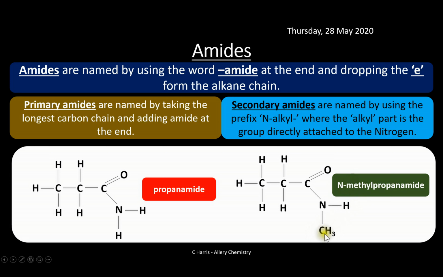So you put methyl. So if this was an ethyl group, this would be N-ethyl propanamide. If this was a butyl group, it would be N-butyl propanamide, etc. Definitely propan because we've got our 3 carbons there. So it's propanamide. Okay, so not too traumatic, I hope.